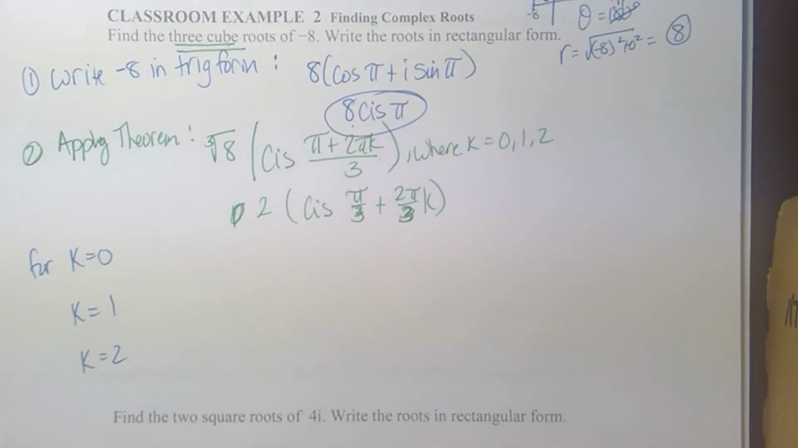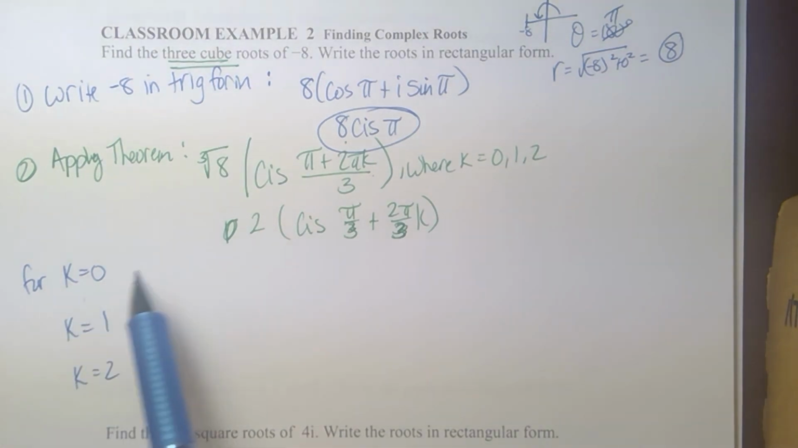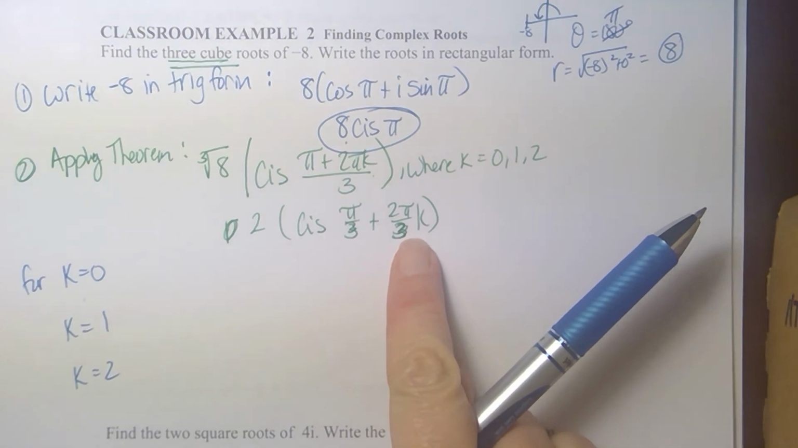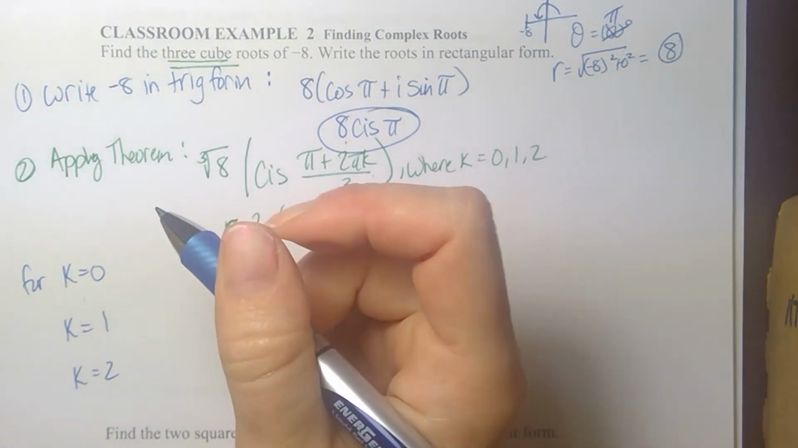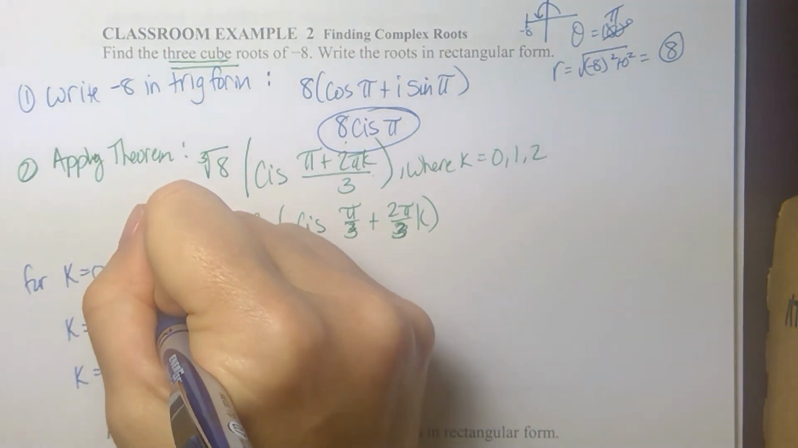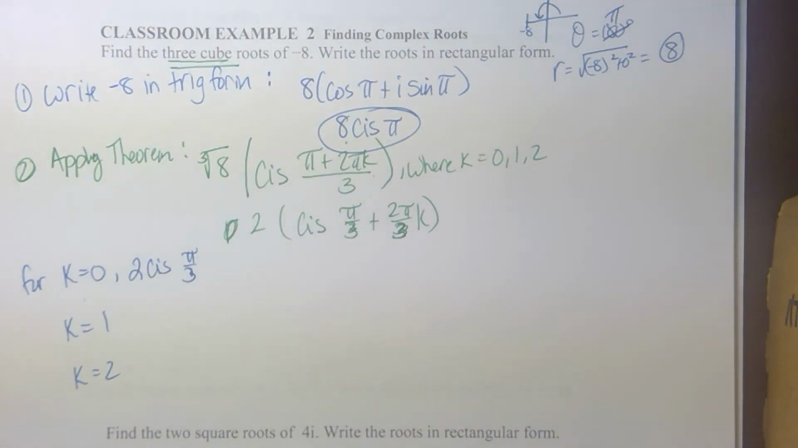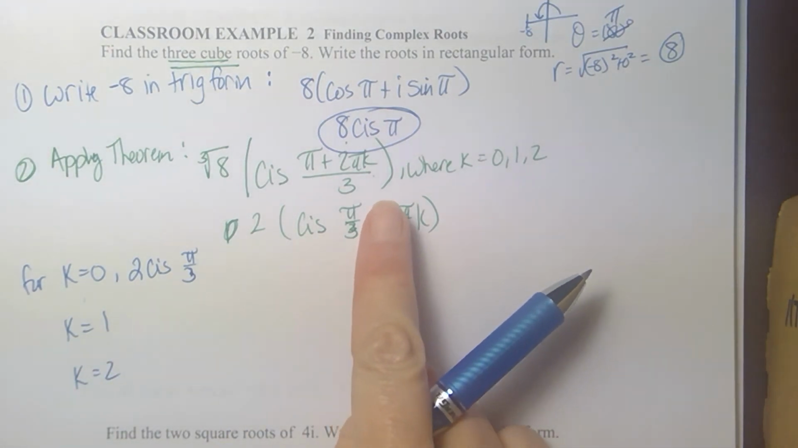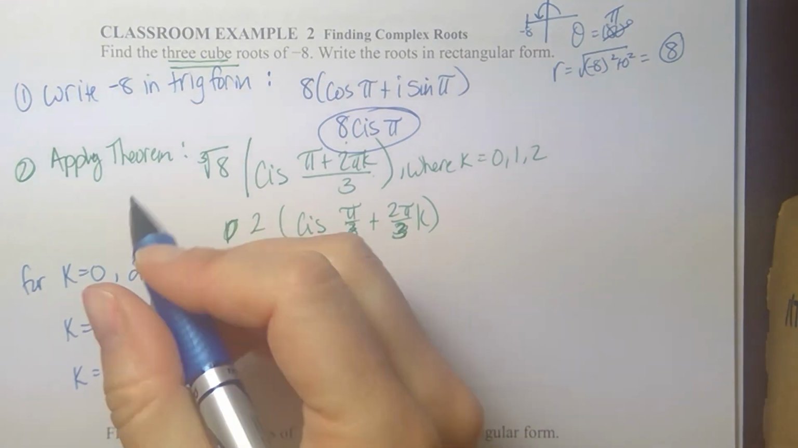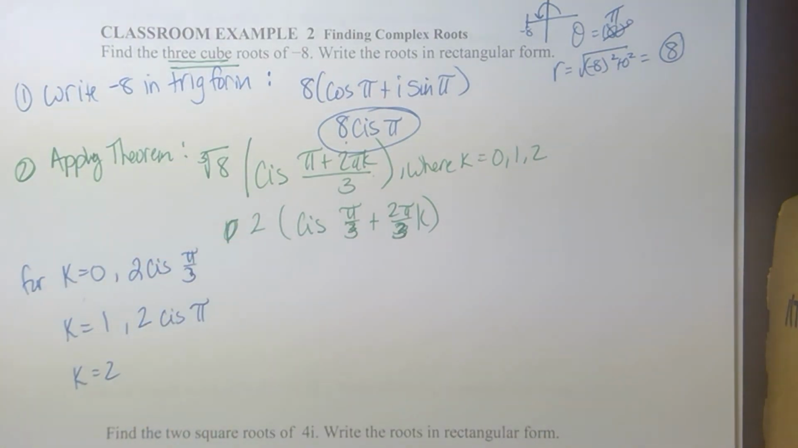Now I could keep going, but they're just going to repeat, remember, because we would just keep going around and around the circle. What if k is 0? Well, if k is 0, this piece goes away, and I have 2 cis pi thirds. What if k is 1? Well, if k is 1, I am adding pi thirds plus 2 pi thirds, which gets me 2 cis pi.